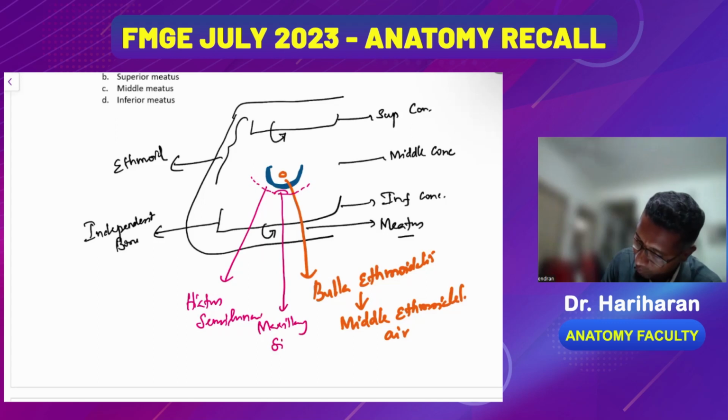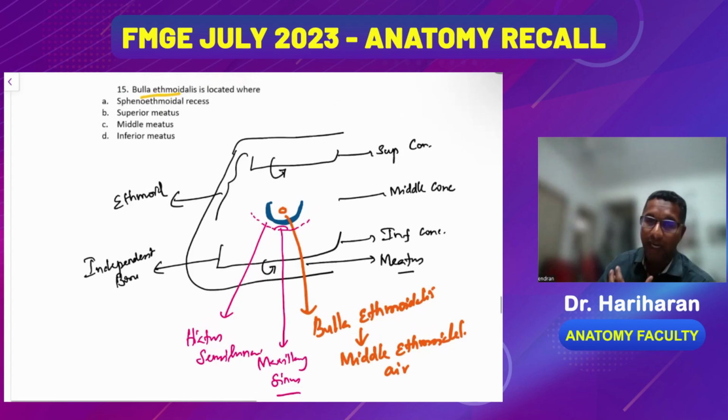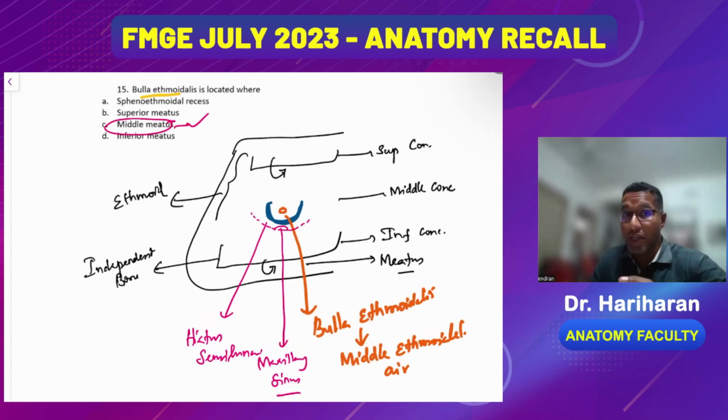So these are certain important areas to be noted here. If somebody asks you where bulla ethmoidalis is seen, it is seen in the middle meatus. That is the right answer for this question. And if somebody asks you what is the structure that is responsible for bulla ethmoidalis, that is the middle ethmoidal air sinus. And if somebody asks what structure opens over bulla ethmoidalis, the answer is again the middle ethmoidal air sinus.